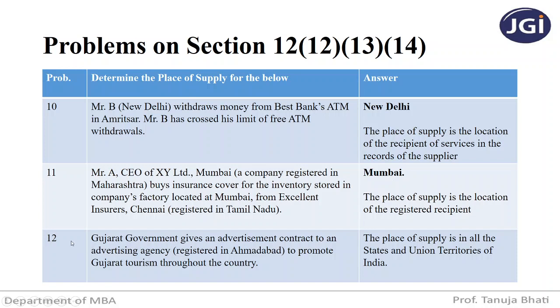Next, problem number 12. Gujarat government gives an advertisement contract to an advertising agency registered in Ahmedabad to promote Gujarat tourism throughout the country. Now throughout the country means multiple states are involved. So the answer is, whenever government gives advertising services, the place of supply is all the states and union territories of India, because it is saying throughout the country. So we have covered 12 cases.